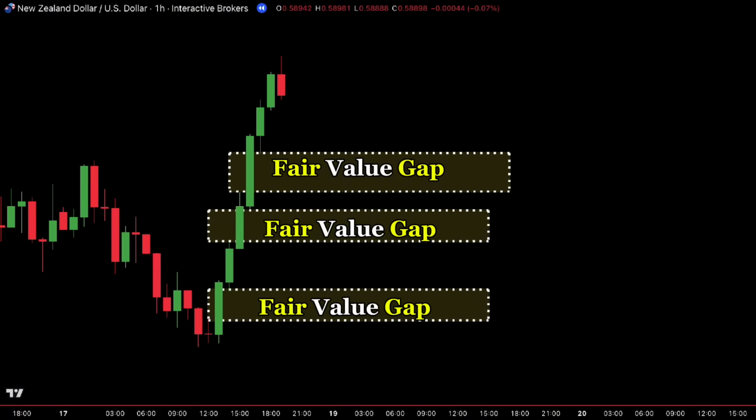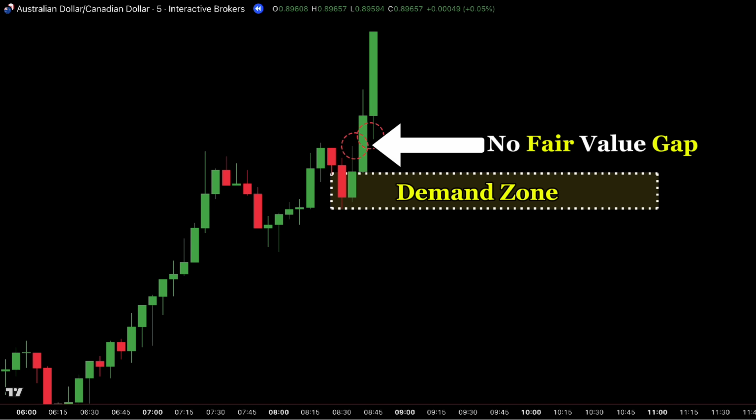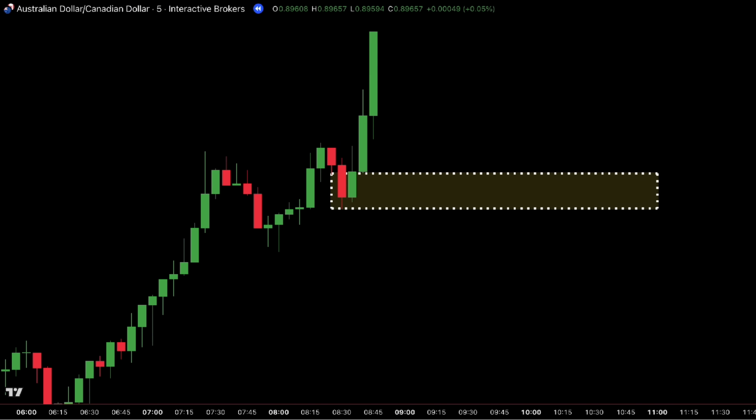Let's make this interactive. Look at this chart. What do you think? Is this an order block or a demand zone? Notice the candles, the reaction, and the overall structure. If you guess demand zone, you're correct. Why? Because while it's a strong reaction area, it does not hold a fair value gap, so it cannot be classified as an order block.